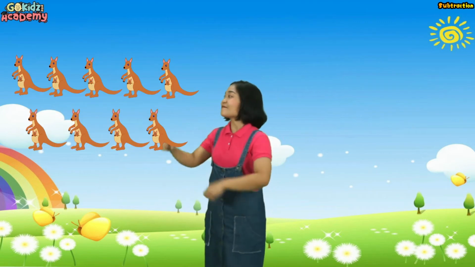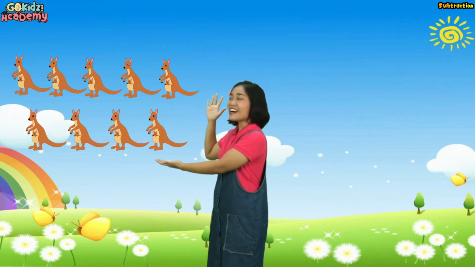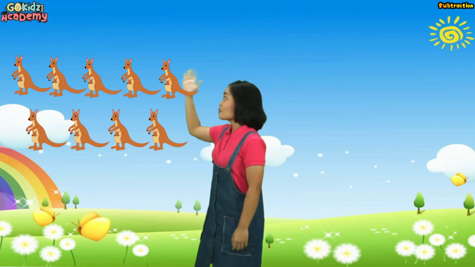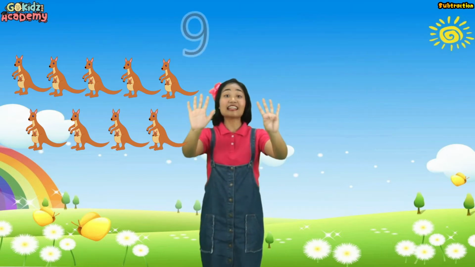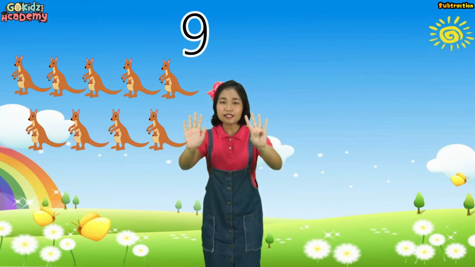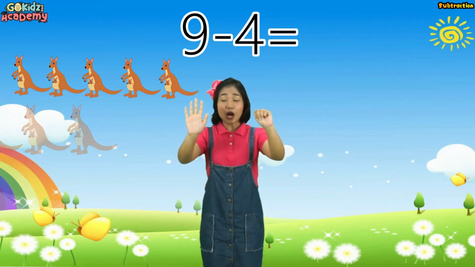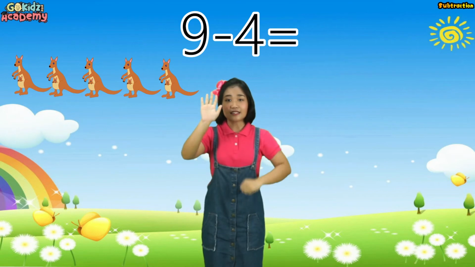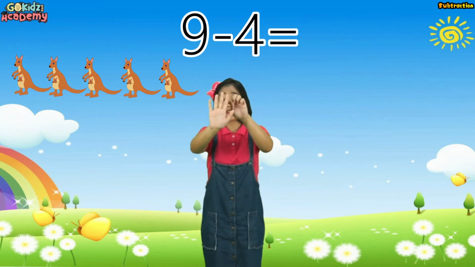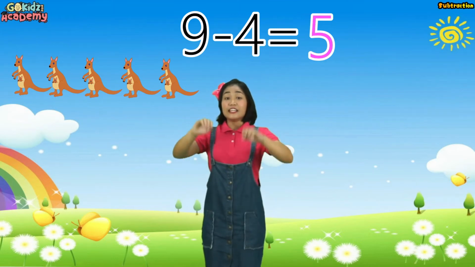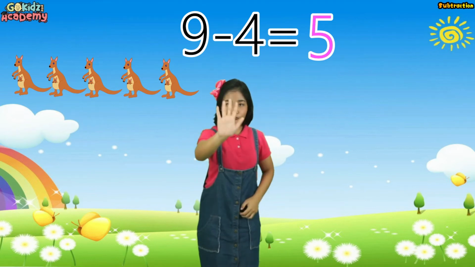Next example. Kangaroo. Wow, many kangaroos. Let's count how many kangaroos are here. 1, 2, 3, 4, 5, 6, 7, 8, 9. So there are 9 kangaroos. But let's take away the other 4 kangaroos because we need to feed their babies. How many kangaroos were left? Let's count. 1, 2, 3, 4, 5. 5 kangaroos were left. 9 minus 4 equals 5.